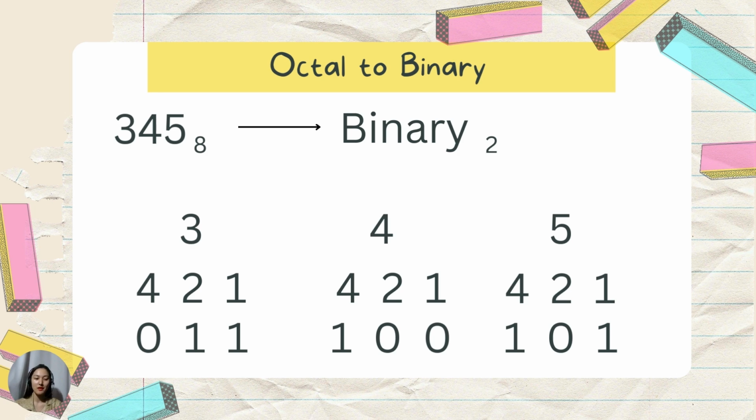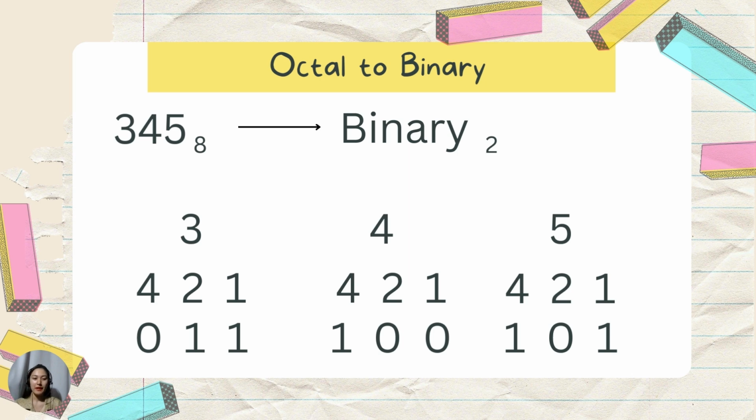Now let's do the same process on the third digit, which is 5. The same 1, 2, and 4. Let's put a value under 4. Let's put here 1. And for 2, it's 0 because if you add 4 and 2, it will be 6, which is more than 5. And 4 plus 1 is equal to 5. So we will put 1 under 1 and under number 4, and we will put 0 under number 2. So 5 in octal is 101 in binary.